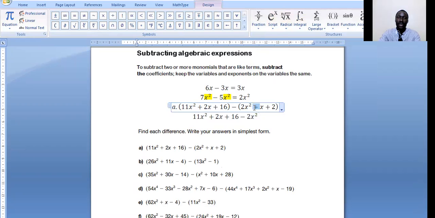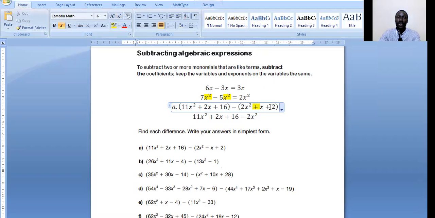Now notice that this plus sign, which is right inside, will have to multiply the minus sign, which is right outside. So this minus sign times plus is going to give us a minus, that is, negative times positive is negative. So we'll be having minus x. And also this minus times this plus gives negative. Then we have minus 2.